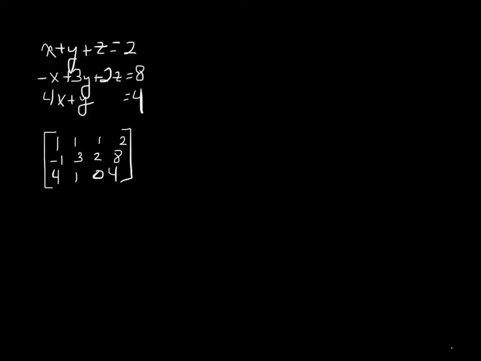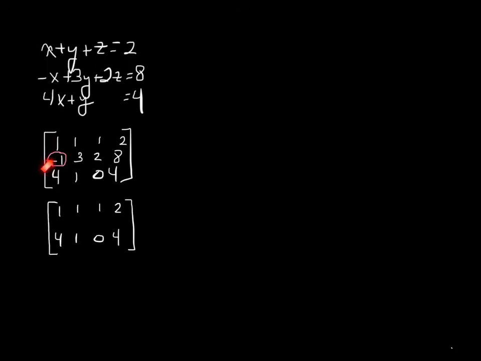And we want that triangle of zeros. So we want 0, 0, and 0. So let's first eliminate that -1. And we can do that by adding the first row to the second row. So let's rewrite the first row and the third row and add these together.